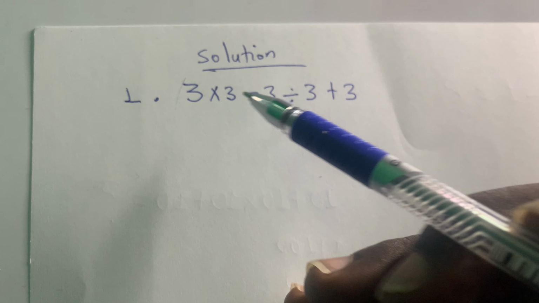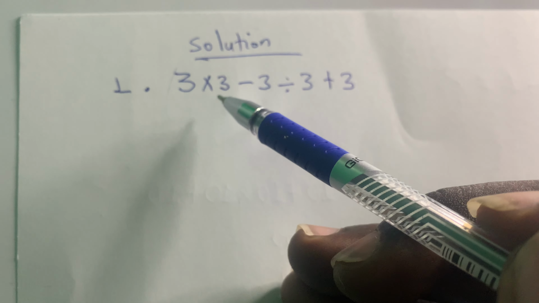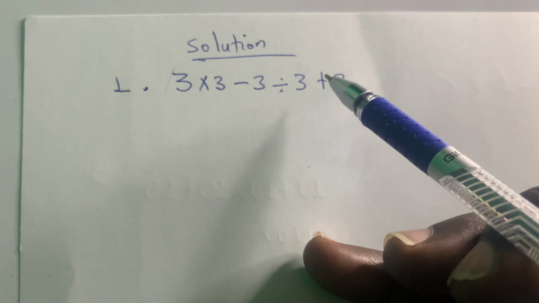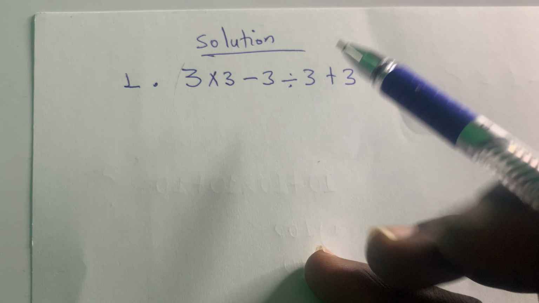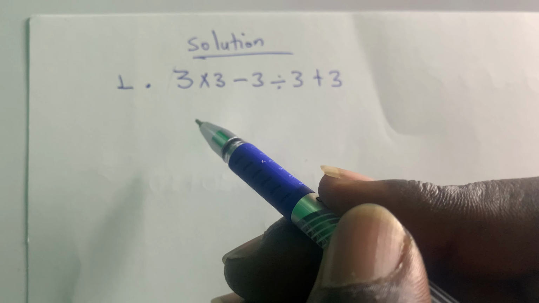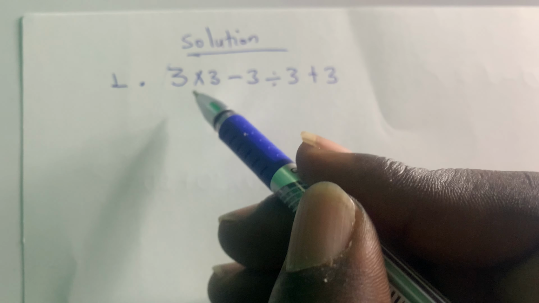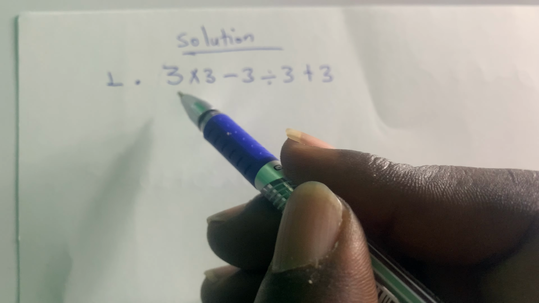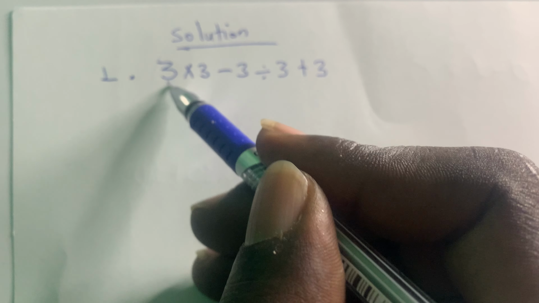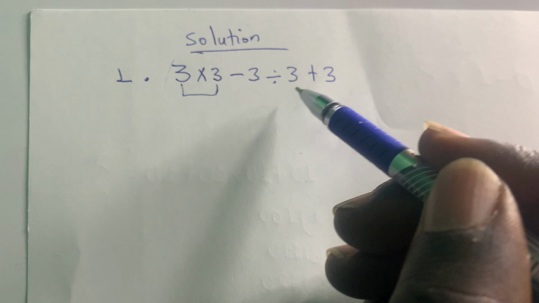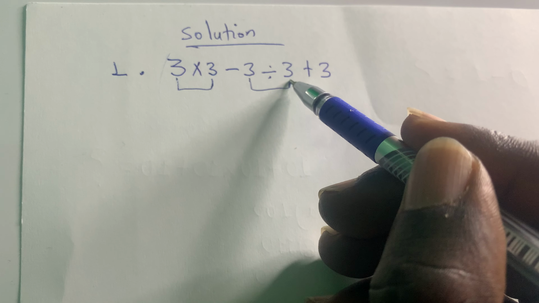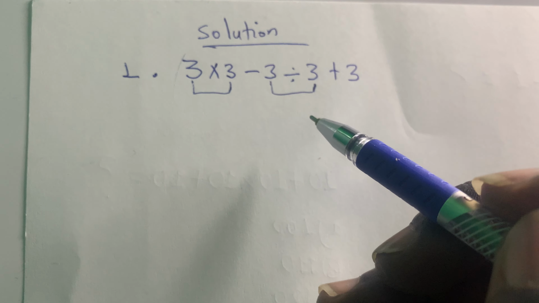Today we are going to solve this math: 3 times 3 minus 3 divided by 3 plus 3. Okay, we go to the solution. First thing first, what you have to know is to calculate multiplications and division right here. Okay, this is the first step that we're going to take.